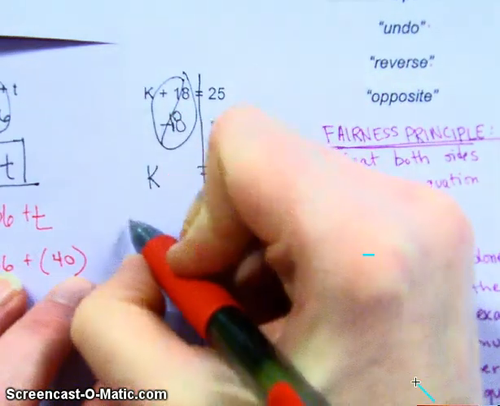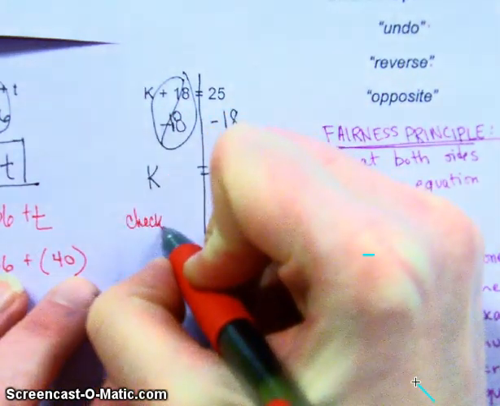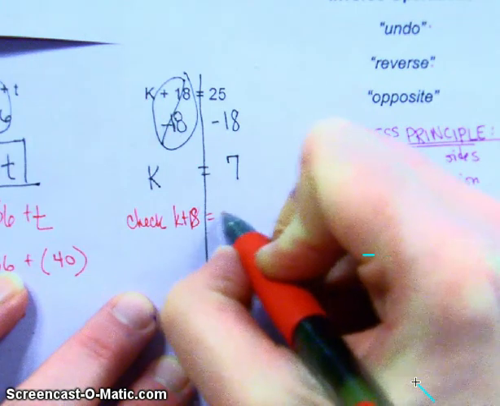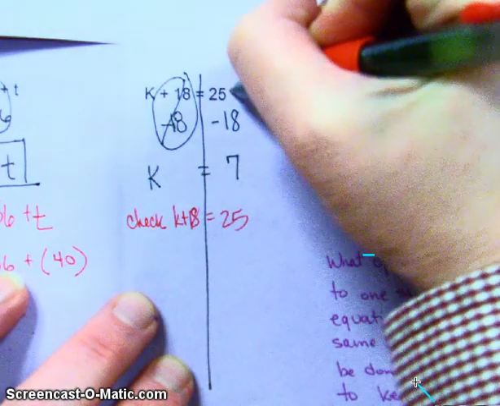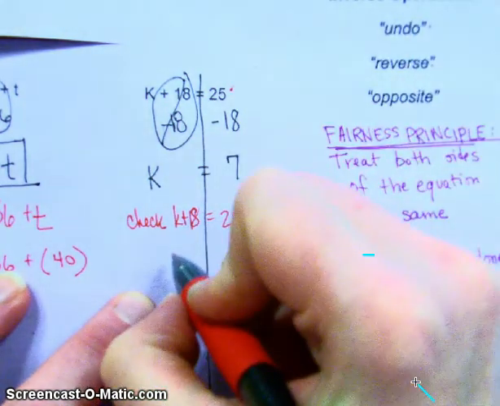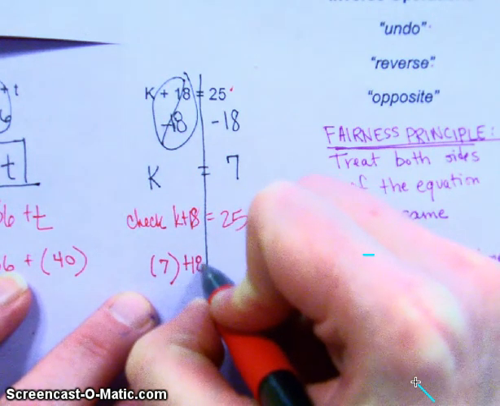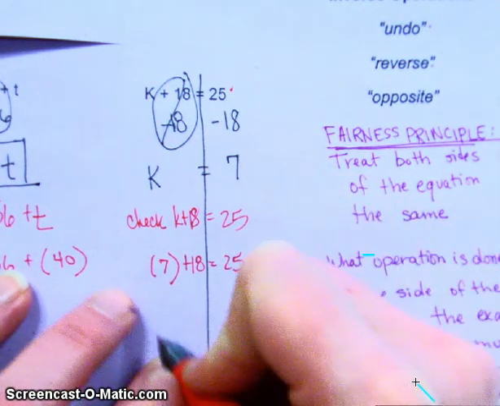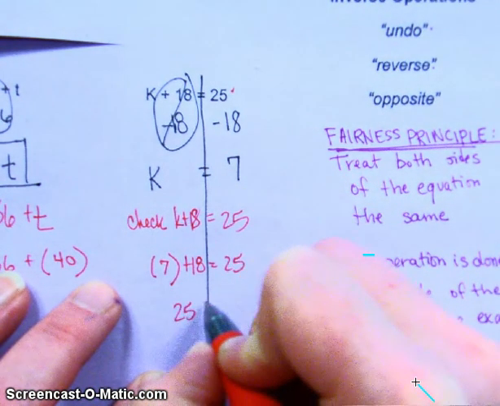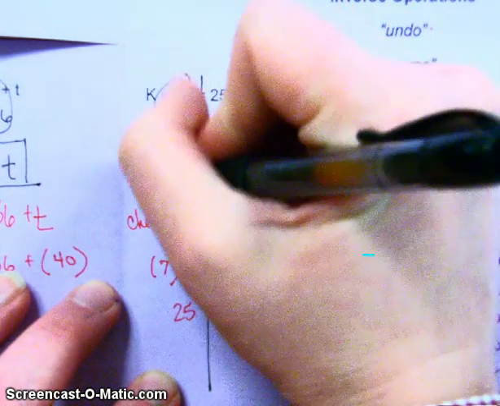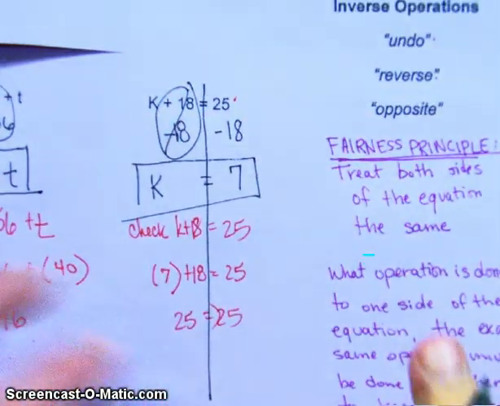Let's do our check. K plus 18 is equal to 25. That's that same equation from right here. This time I substitute in my solution with parentheses. And 7 more than 18 is 25. We are fair and balanced. 7 is my solution.